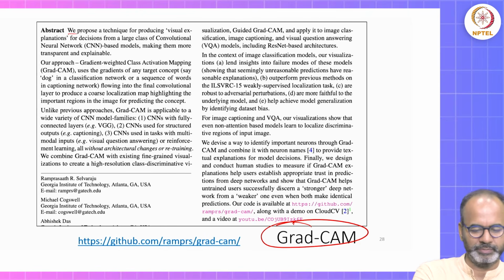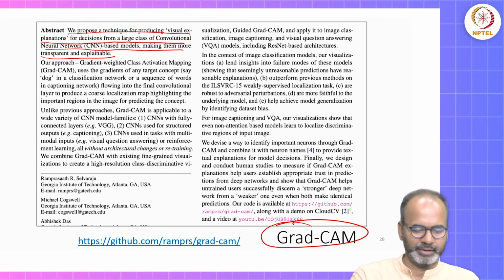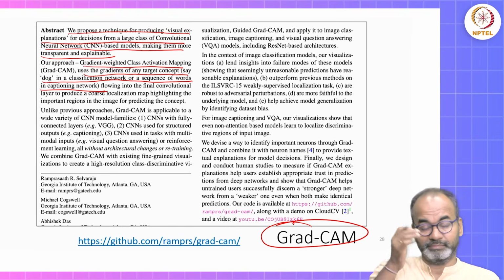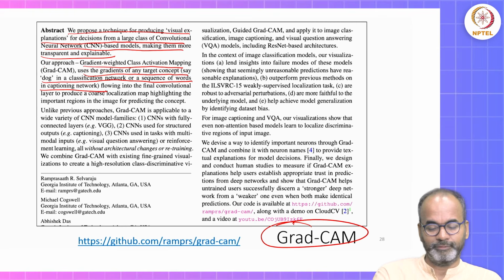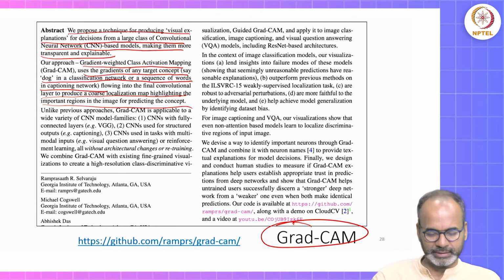So what they argue is we propose a technique for producing visual explanations for decisions from a large class of CNN-based models, making them more transparent and explainable. That's the goal. And then they argue what is the necessity for it, which is our approach, gradient-weighted class activation map, which is Grad-CAM, uses the gradients of any target concept, say a dog in a classification network or a sequence of words in a captioning network. Again, input data could be image, text, that's the idea, flowing into the final convolution layer to produce a coarse localization map highlighting the important regions. It's built on the idea that we have already seen.